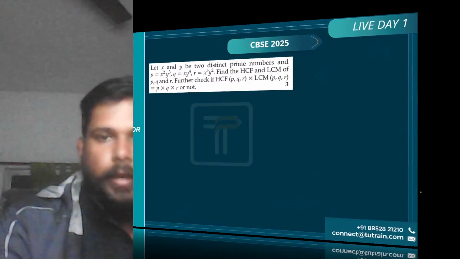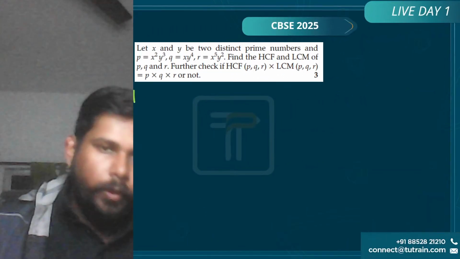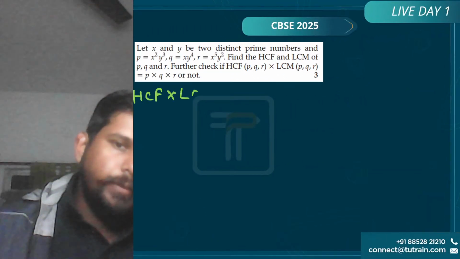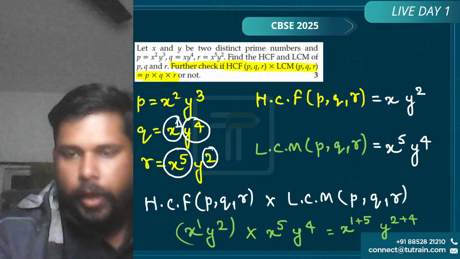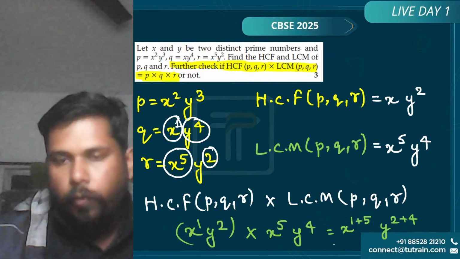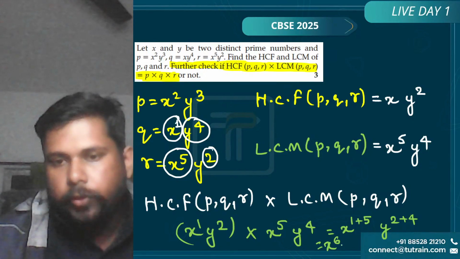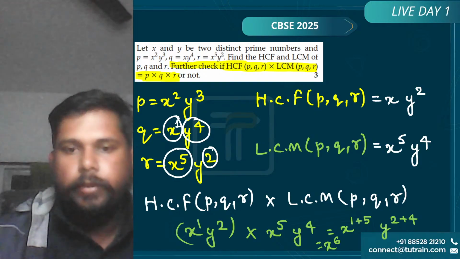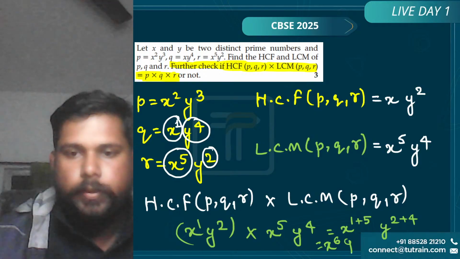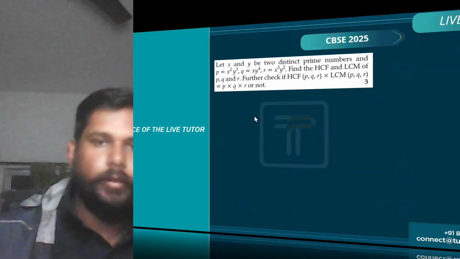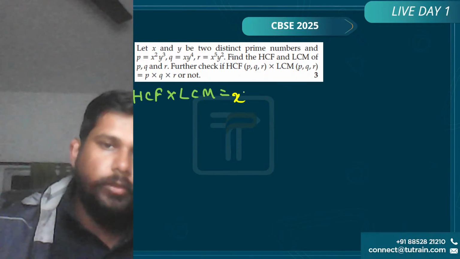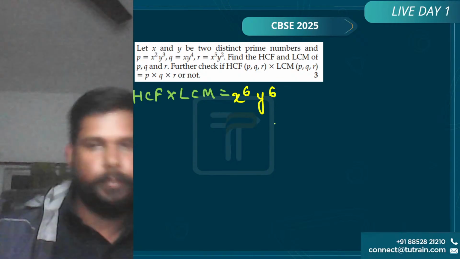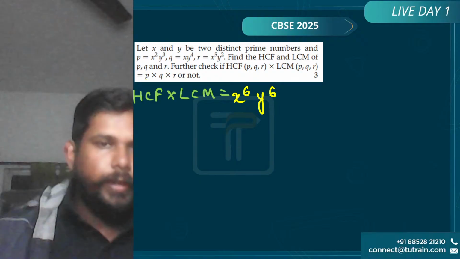Let's go to the next page. So if we can see, the HCF times LCM will be equal to x to the power 1 plus 5, that will be x to the power 6, and y to the power 6, right? Yes, that means the HCF times the LCM is equal to x to the power 6 y to the power 6. Now we will check if it is equal to P times Q times R.